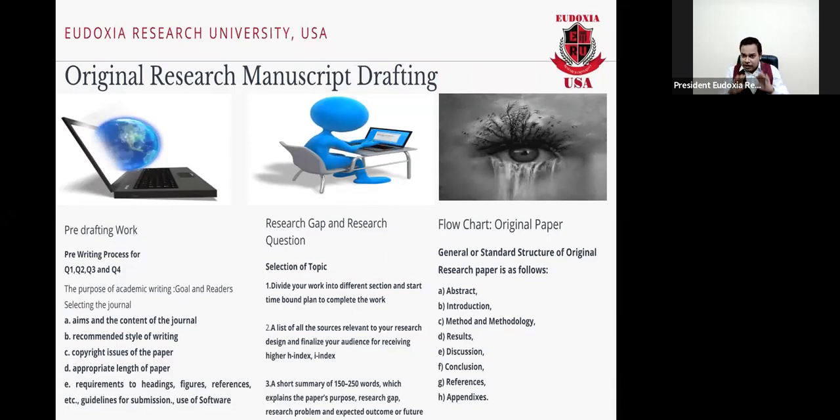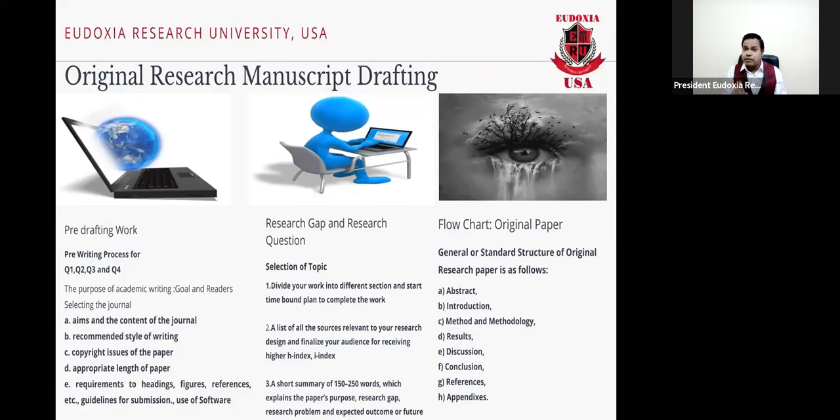So now divide your work into some sections, make time-bound planning. For example, if data collection is there, I will collect within 1 month, then I will start writing. I will give 3 months for the writing process. Go with a time-bound process. It generally requires 6 months or more than 8, depending upon the frequency of the journal. Now you see the list of all sources relevant to your research design.